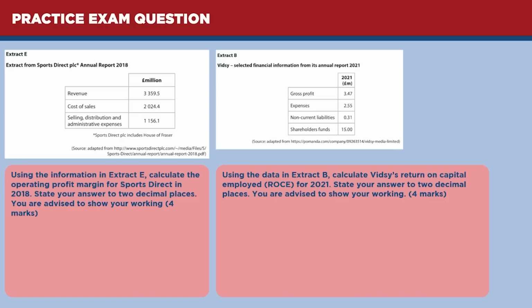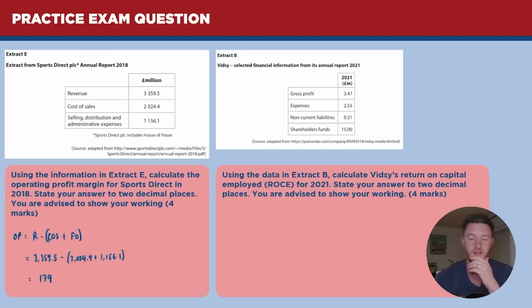So some examples here. For the first one, it's operating profit margin. Again, pause and give these a try. For operating profit margin, we're going to do revenue minus cost of sales plus fixed overheads, or find out your gross profit and then minus fixed overheads. That gets us 179, and we're going to put that into this formula. So operating profit over revenue, 179 over 3359.5 is 5.33%.